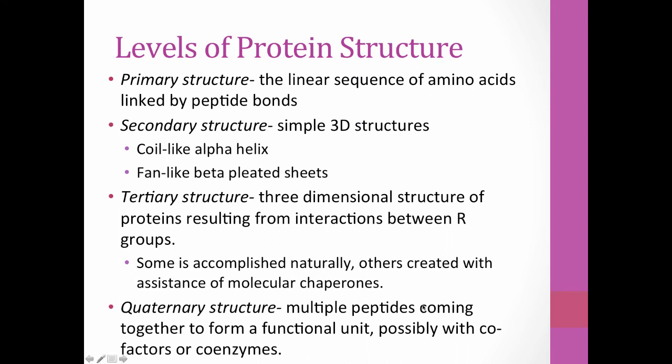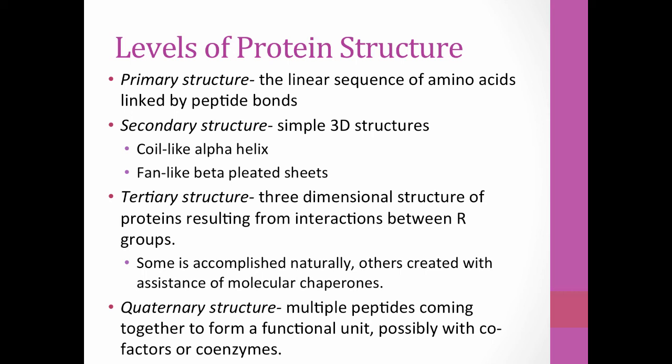And we already talked about the levels of protein structures. So the simple 3D structures are the secondary. So the alpha helix was the example you saw, the beta pleated sheet. Tertiary structure is the whole three-dimensional structure and its interactions between R groups and so on. Some of it happens naturally. So the secondary structure occurs naturally. The tertiary structure, in some cases, may occur totally naturally.